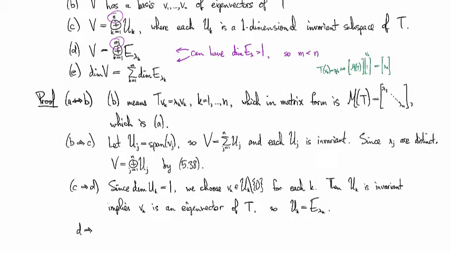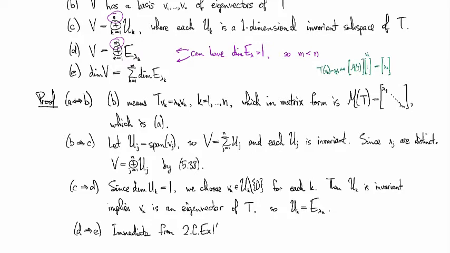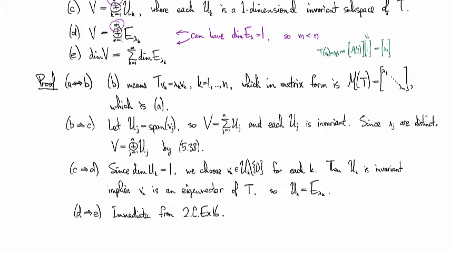is E lambda k. All right, that gives us D. Now to show that D implies E, this one is immediate from some old exercise. If you have a direct sum decomposition, then the dimension of the whole space is equal to the sum of the dimensions of the constituent parts. And then lastly, we do the hard part, which is going from E all the way back to B again.